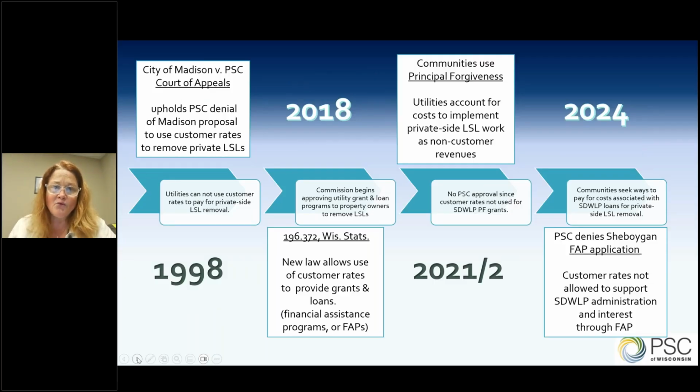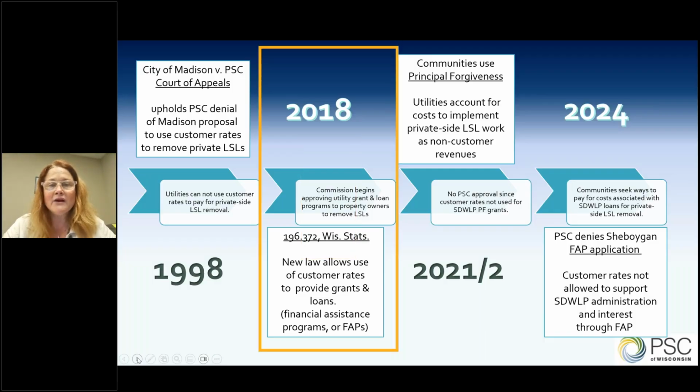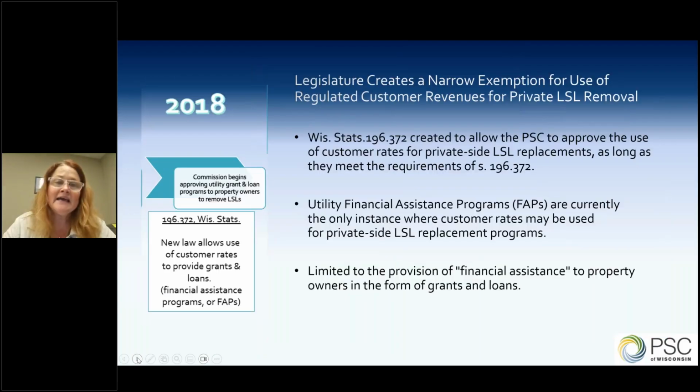So then our next era was 2018, where we had an important development at the Wisconsin legislature. Recognizing the importance of lead service line removal, the state legislature passed an act to create statute number 196.372. And that specifically addressed private side lead service line removals. Now, what's really important to remember here is this is a very narrow exception to that general provision that utility regulated customer revenue cannot be used to remove private side infrastructure.